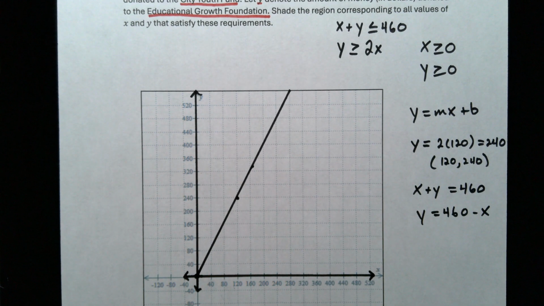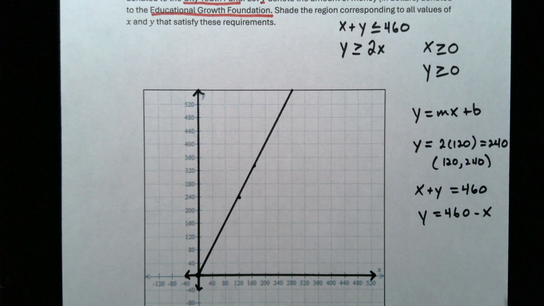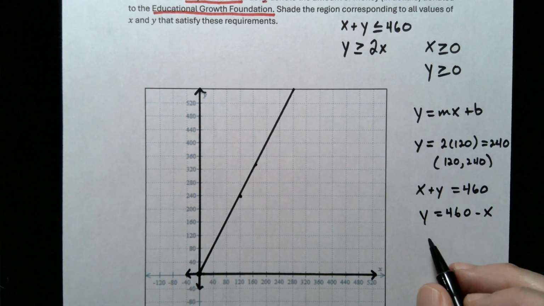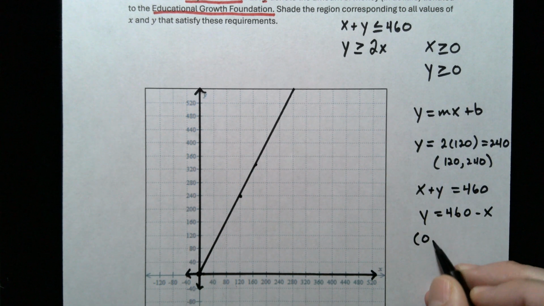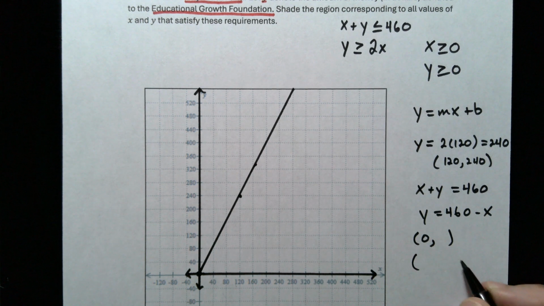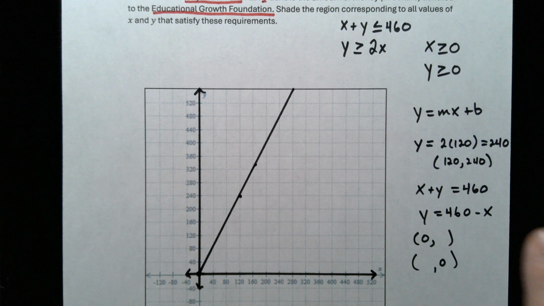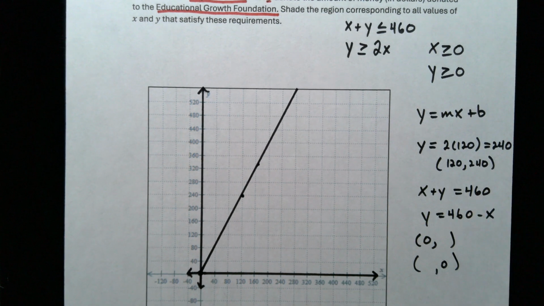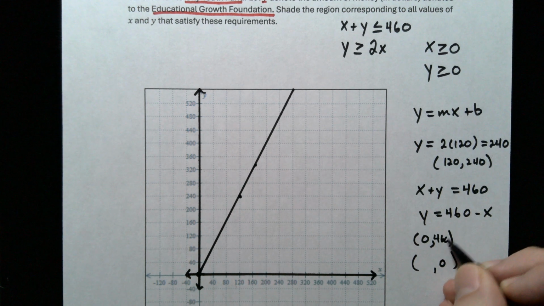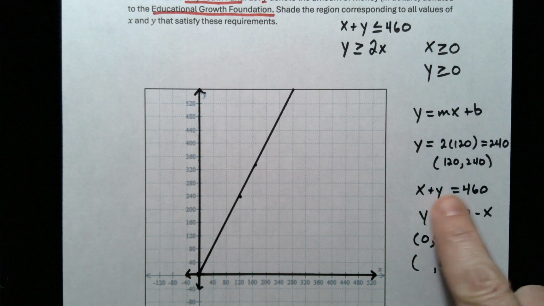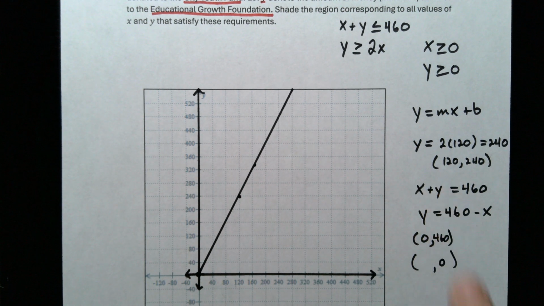Another way that you could do this, might be a little easier, is to just find the intercepts. So let's say if x is 0, what is y? And if y is 0, what is x? Okay, so pretty easy to see. If I plug in x equals 0, this x goes away and you're left with just 460. Okay, and likewise, if I go back up here and I put 0 in for y, well, x is equal to 460.